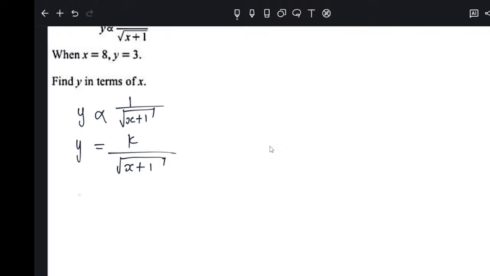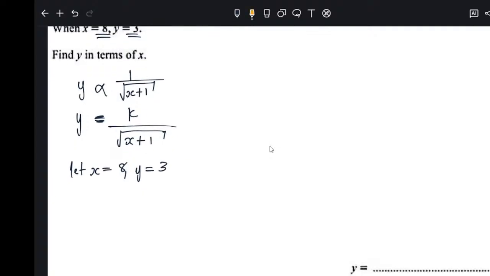Now what do we have now? Y will be then equal to what? Once you have it in this form, then you can use this information you've been given. You now say let X be equal to 8 and Y equal to 3. Which means now, wherever there is Y, we are putting 3. Wherever there is X, we are putting 8.